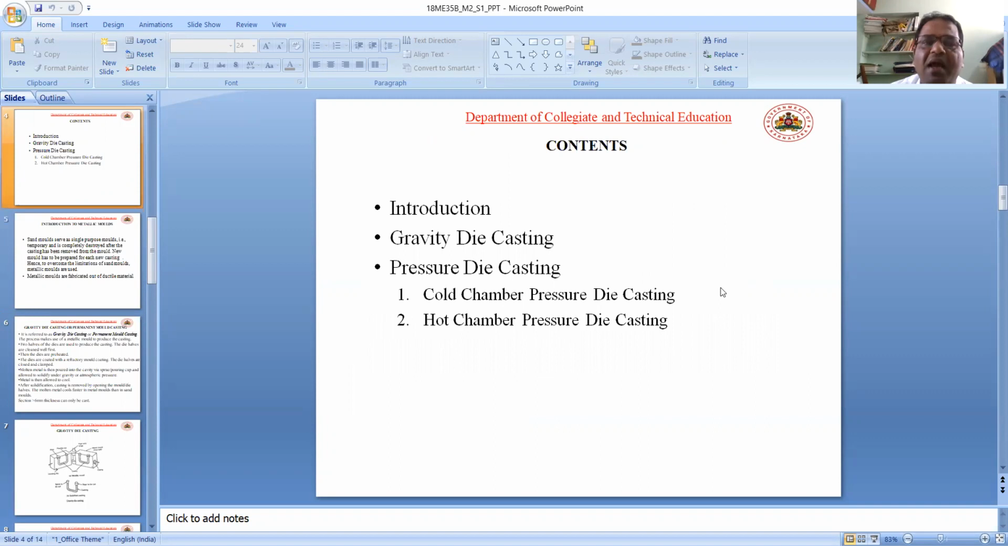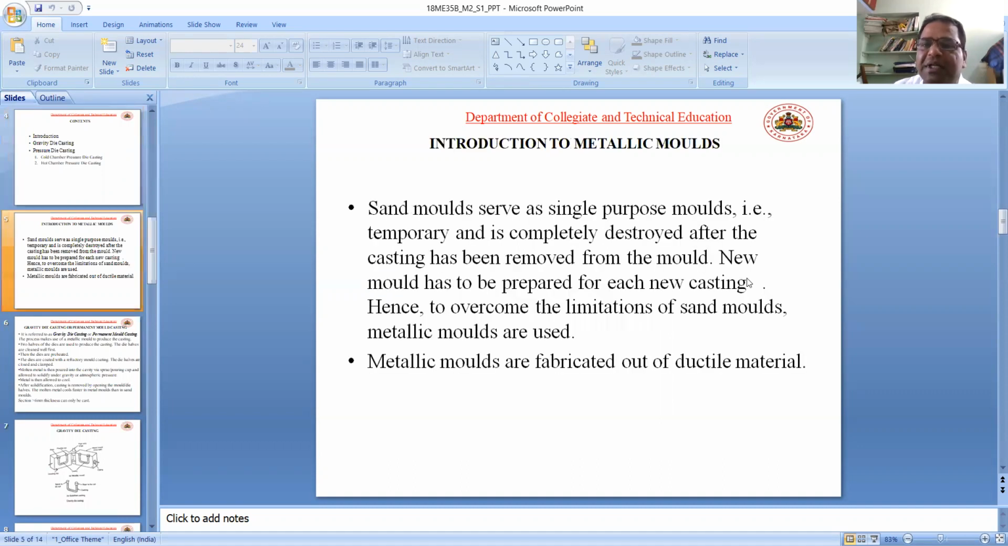It contains an introduction, gravity die casting, pressure die casting, cold chamber pressure die casting, and hot chamber pressure die casting. These are all the contents. Next, introduction to metallic molds.